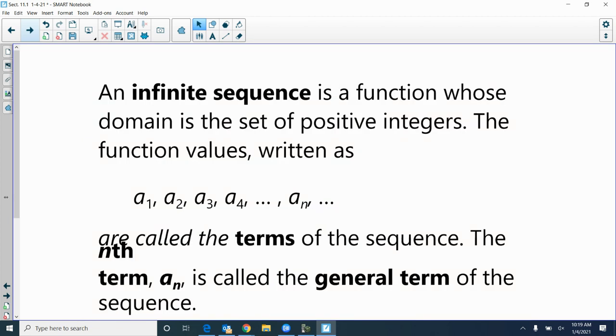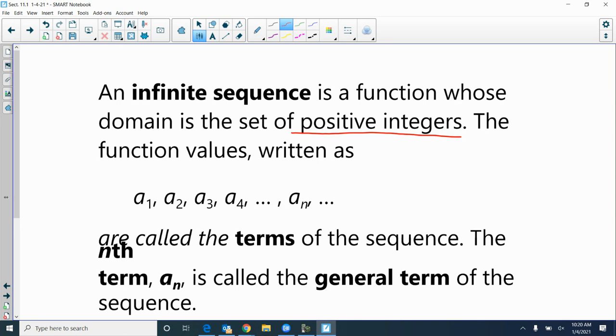All right, infinite sequence. As you see here, I got key things that tend to get overlooked. It's a function whose domain is a set of positive integers. So you can't plug in any negative numbers. You can't plug in zero. So it starts with 1, 2, 3, on up.